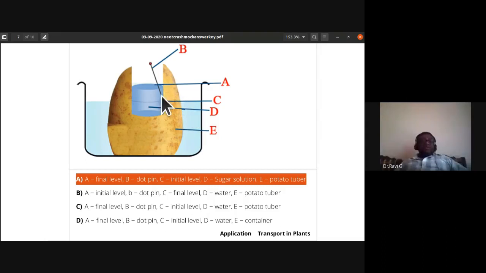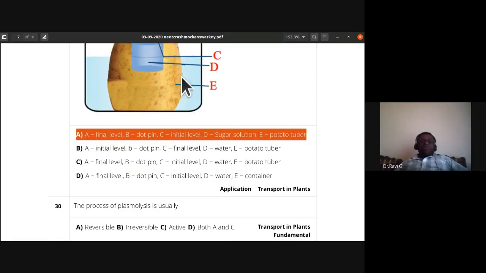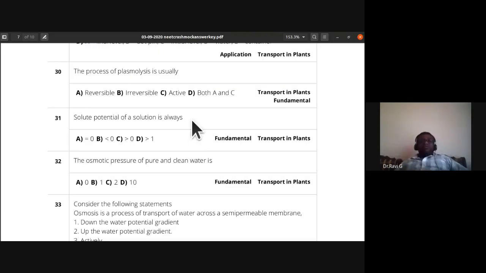A is the final level. B is the dot pin. Dot pin is nothing but a gun pin, what we call it as. C is the initial level. D is sugar solution. E is potato tuber. A is the answer for this. This is a potato osmometer, or potato osmoscope. The process of plasmolysis is usually reversible, irreversible, active, or both A and C.